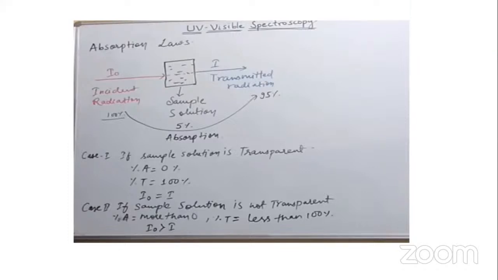In case 2, if the sample solution is not transparent, the absorption percentage is more than 0, and the percentage of transmittance is less than 100%. So here I0 is greater than I. So this is for the absorption law.